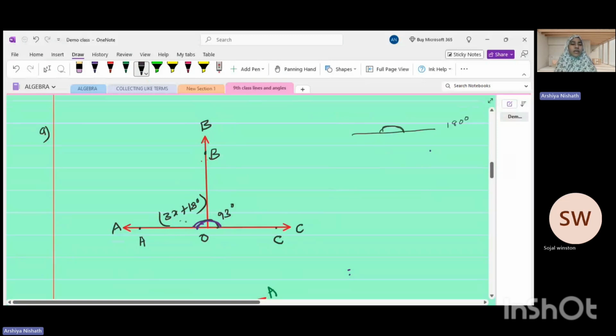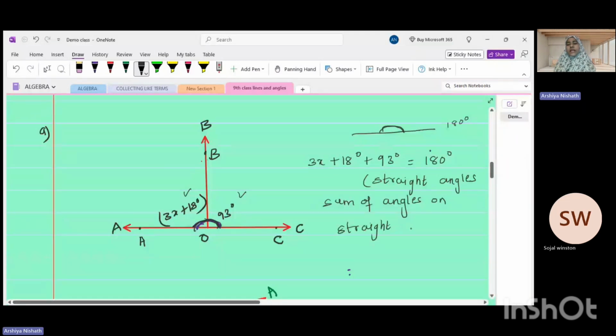In the same way, can we do this? Yes. Why? Because these two angles are on a straight line. So what we can do? We know it very well. 3x plus 18 degrees plus what is this other angle? Other angle is nothing but 93 degrees. We will add it, is equal to 180. Why we are saying this? Because they are angles on a straight line. So angles on a straight line, what can we say about that? Sum of angles on a straight line.